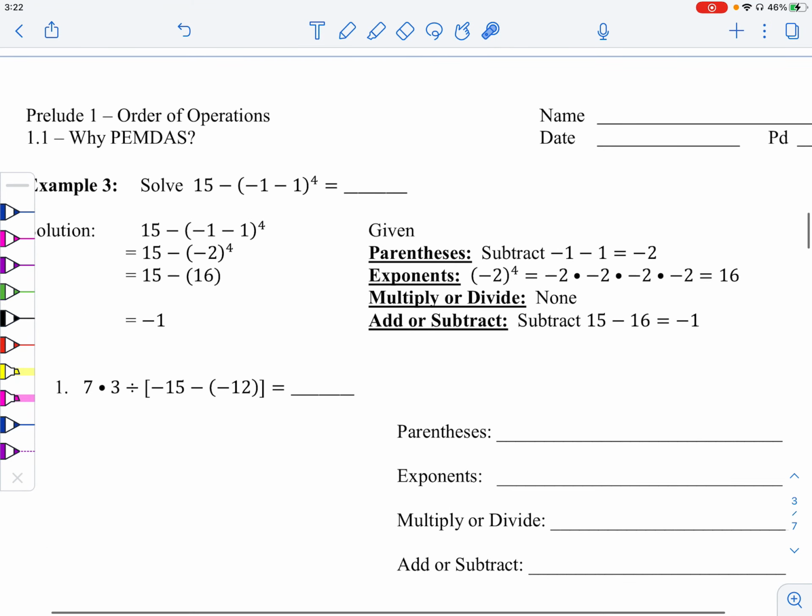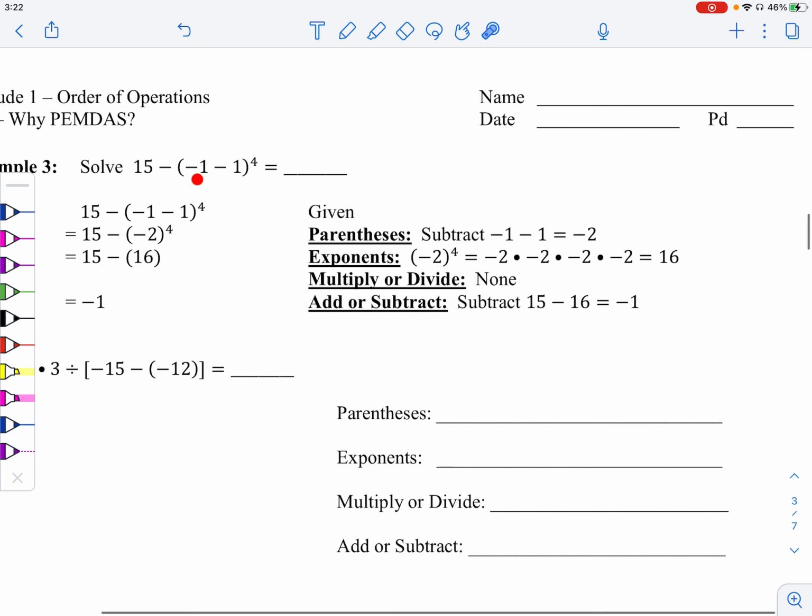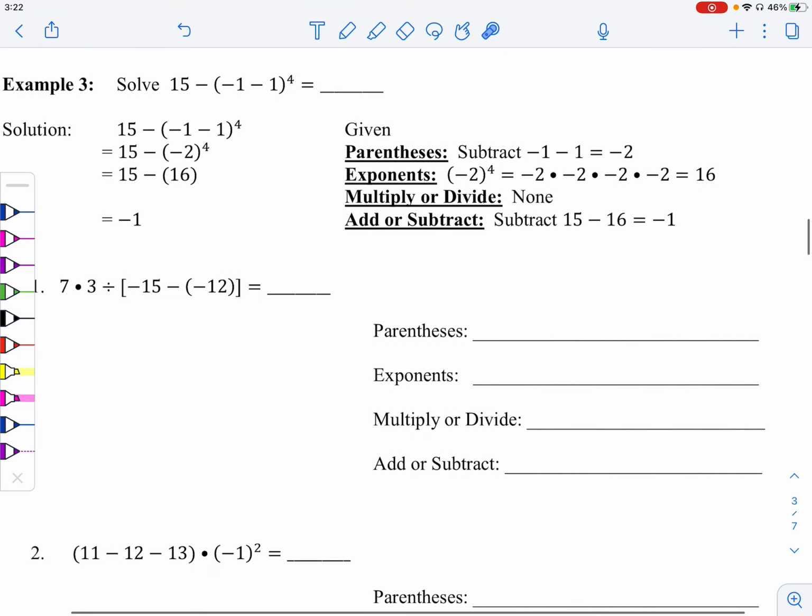Okay, example 3. Subtract inside the parentheses, right? Parentheses first. Negative 1 minus 1 is negative 2. Then we have our exponent is next. Negative 2 to the 4th power is negative 2 4 times. Right? 1, 2, 3, 4. Multiply all those together, you get positive 16. There's no multiply and divide, and you add or subtract last. So 15 minus 16, negative 1.